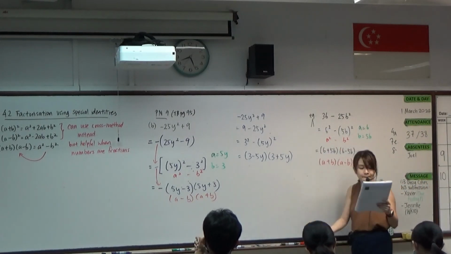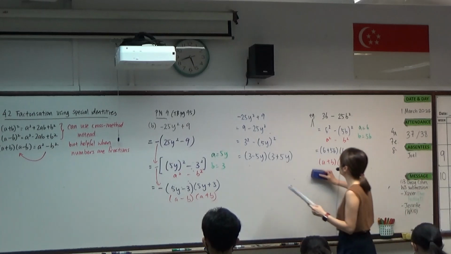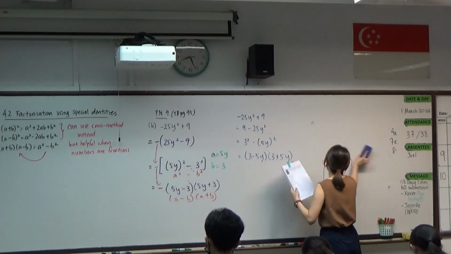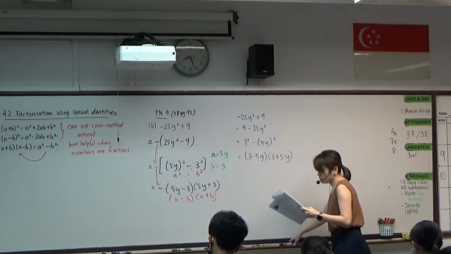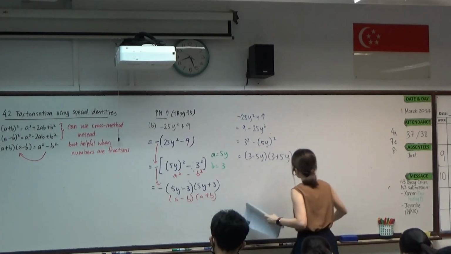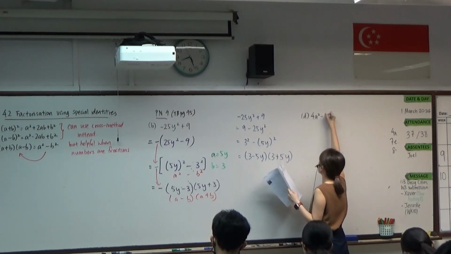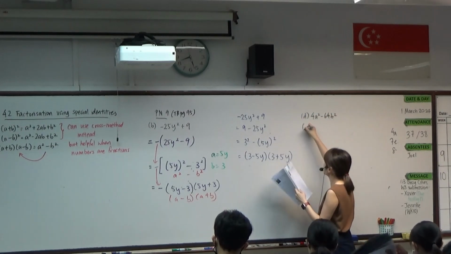Questions? If not, I want you to try out parts D, E, and F on your own. So part D: 4a squared minus 64b squared.